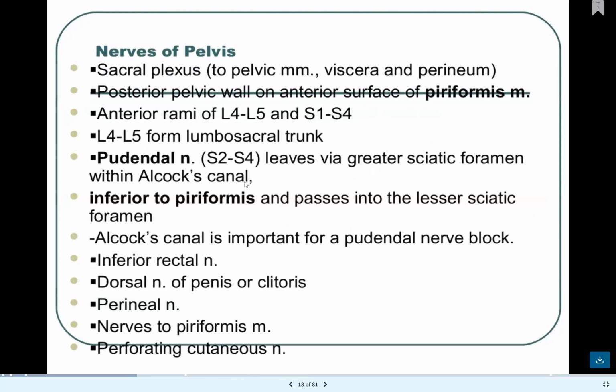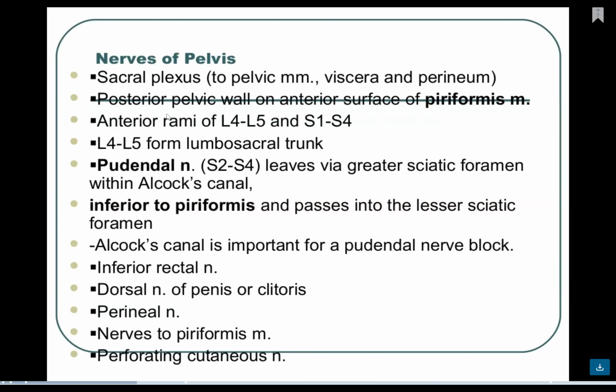Now, within the pelvic floor, we should be seeing some nerves in there. I showed you one earlier, the pudendal nerve, which originates from the sacral plexus, the lumbosacral plexus. The sacral plexus will give nerve information to the pelvic muscles, the viscera within the pelvis, and also the perineum. The posterior pelvic wall, on the anterior surface of the piriformis muscle, also receives information from this sacral plexus.